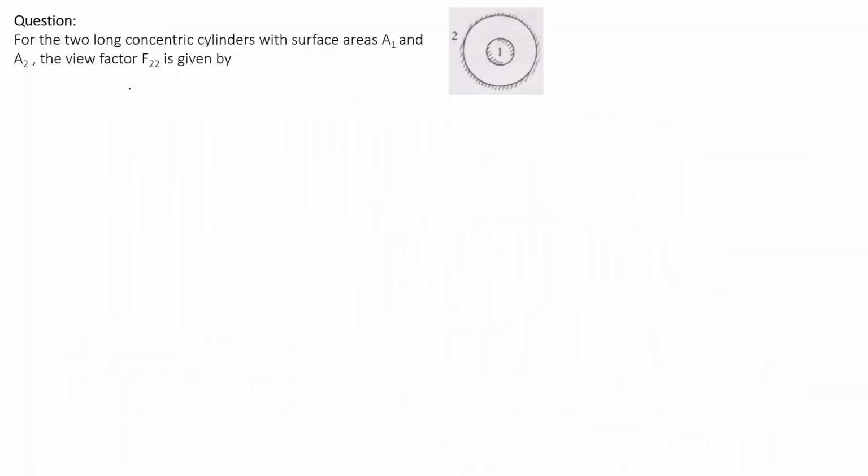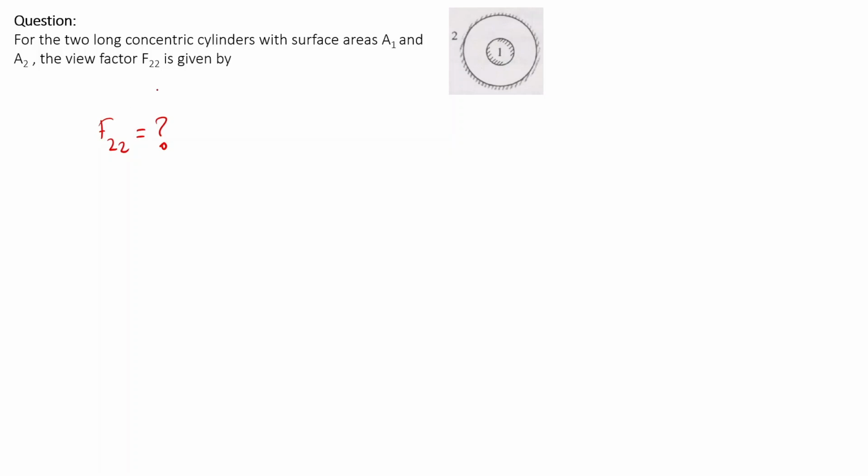Okay, so using those concepts, we will be solving our equation. We will be solving the question. Here we have been given two long concentric cylinders with surface areas A1 and A2, and the view factor F22 is to be found.